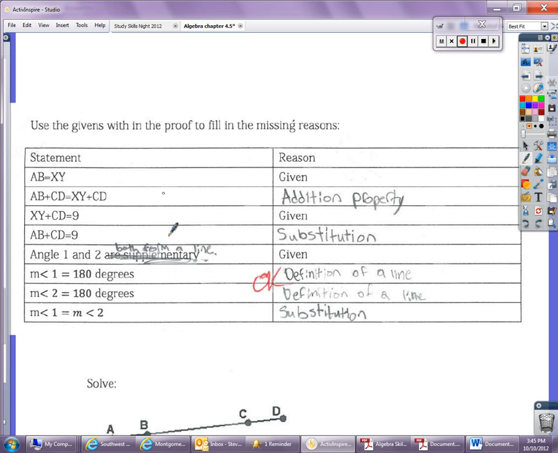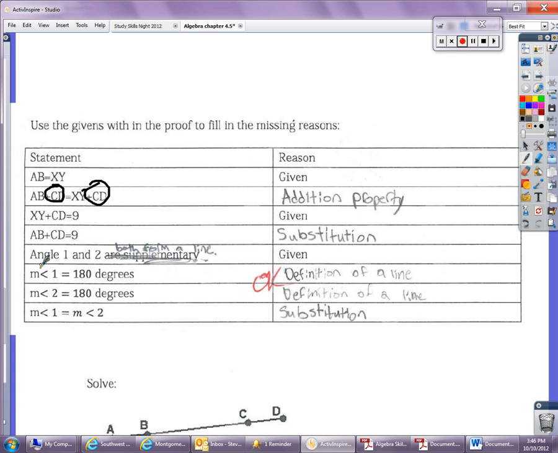Next one was a proof. So first of all, AB and XY are given. Right here, we're taking this line, and the only thing that changed was that we were adding CD to both sides. So that's the addition property of equality. This was listed as given. And AB plus CD equals 9. So it looks like right here we have AB equal to XY, and we're substituting in AB for XY, but we're leaving the CD. So that is substitution. We're taking something and substituting it in.